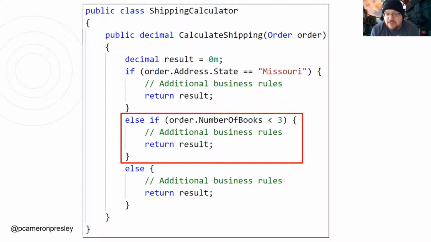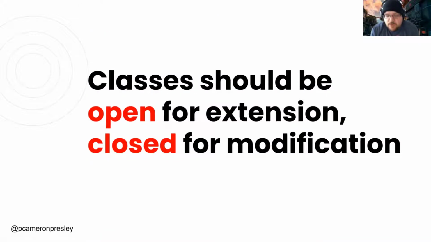I don't know about y'all, but I've definitely been in code bases with massive switch statements or 500 lines worth of decision logic to come up with something, and touching any of those things has always been risky because then you have to regression everything there. So what open close tells us is that we should be able to extend classes easily, but we shouldn't have to modify them.